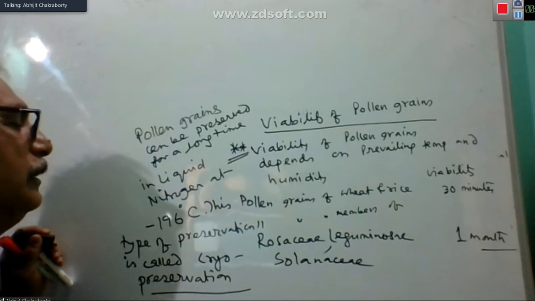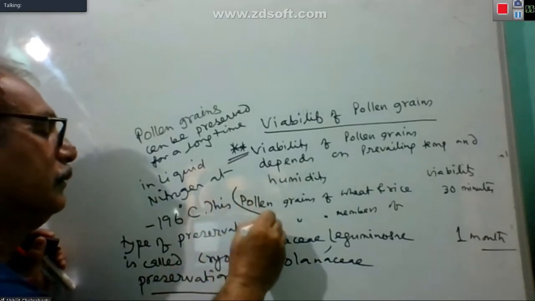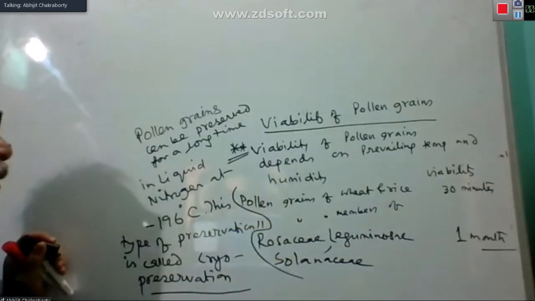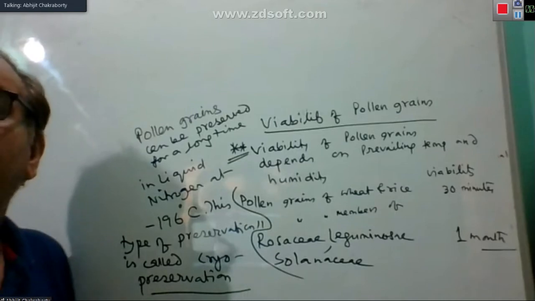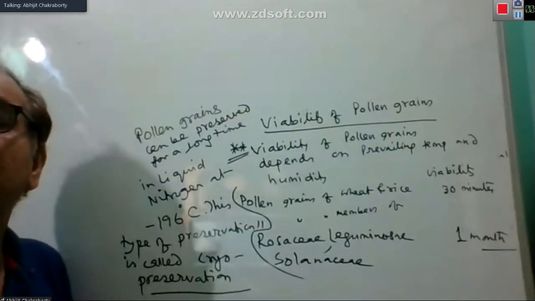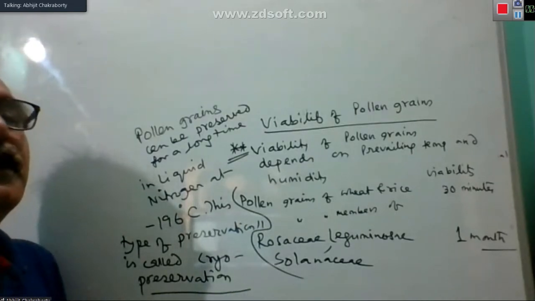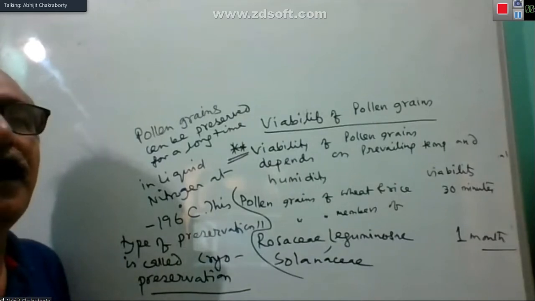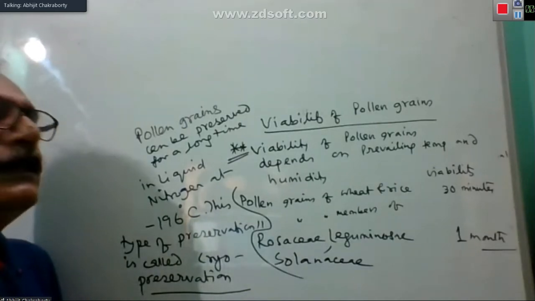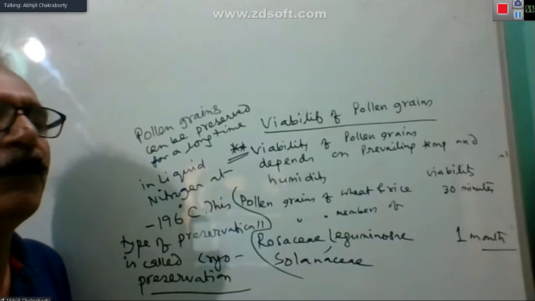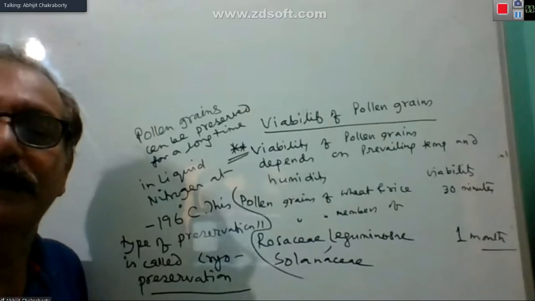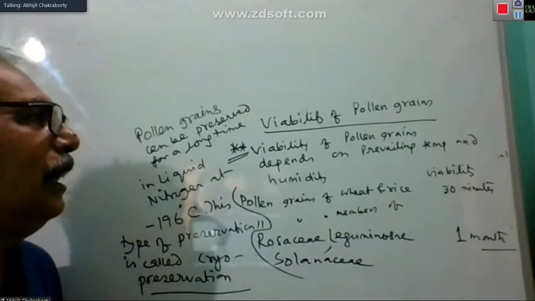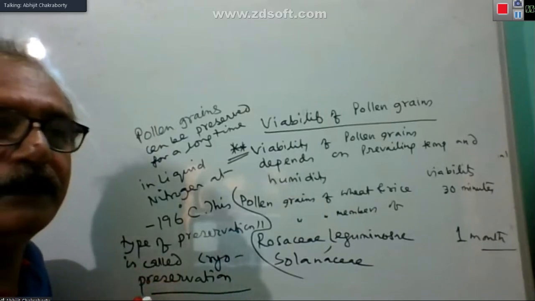This type of preservation is called cryopreservation. And by cryopreservation, not only the pollen grains, different types of other living cells like sperms, egg, embryo, seeds can also be preserved for a long time. And whenever required, they may be taken out and they can be used for different purposes. So this is what about the pollen grains.